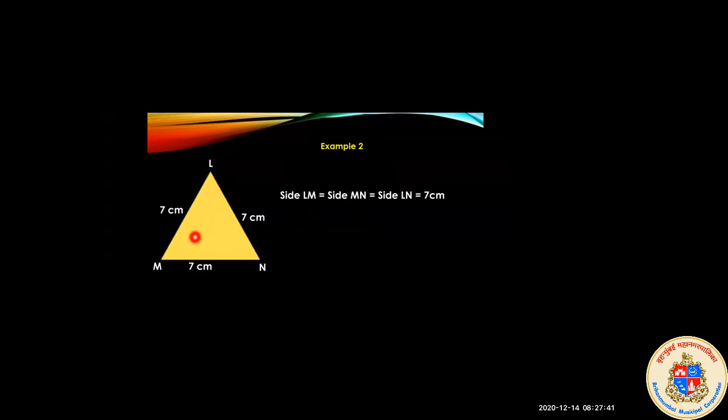So this is an equilateral triangle. Why? Because all the three sides are equal over here. So now we can see all the sides are equal. So triangle LMN is an equilateral triangle. Now we come to know that these three sides are equal. That's why it is an equilateral triangle. Now we'll see more examples related to it.